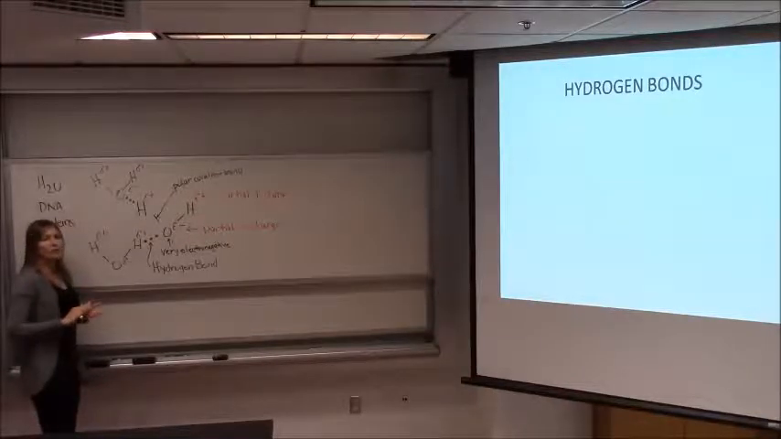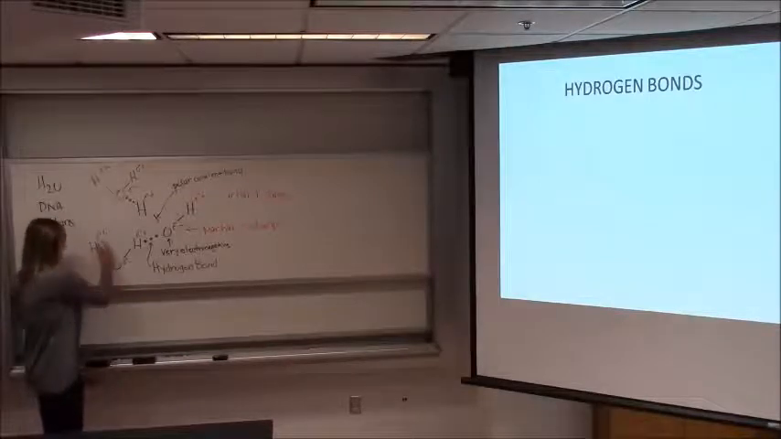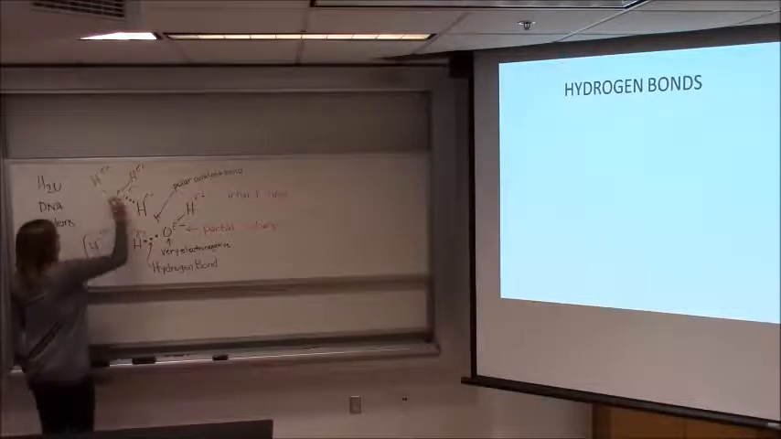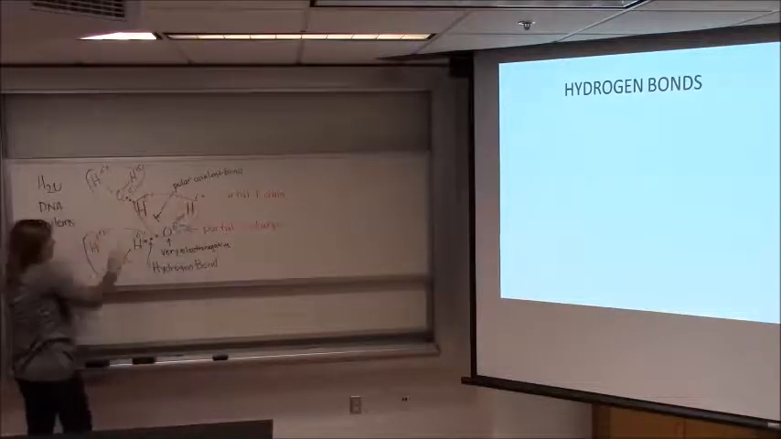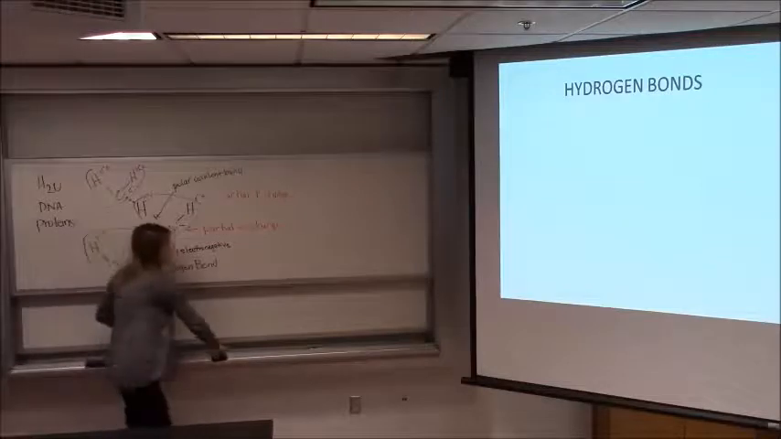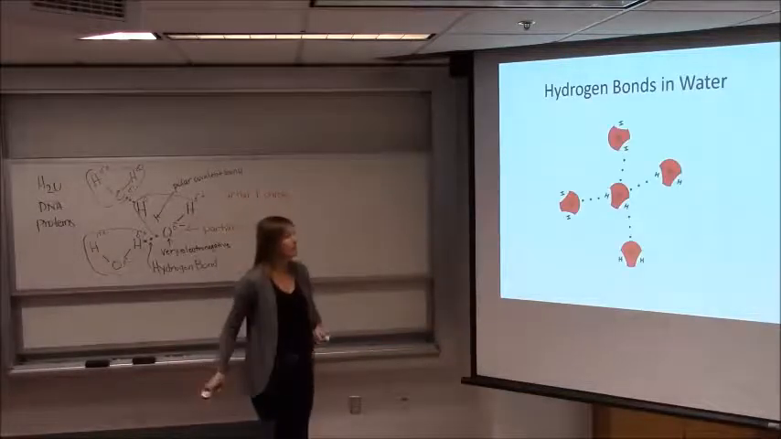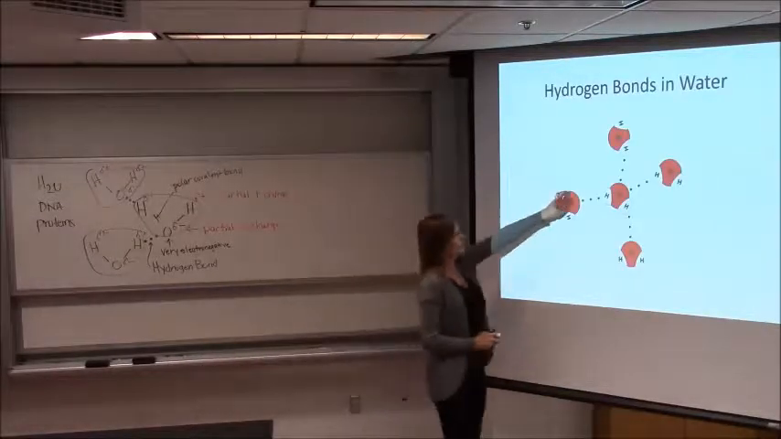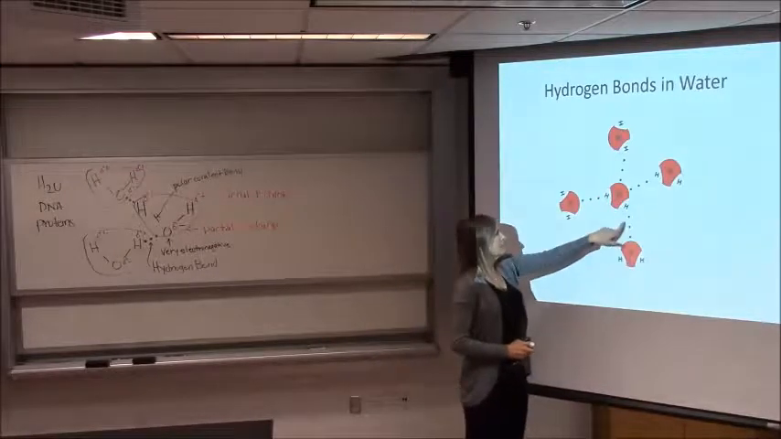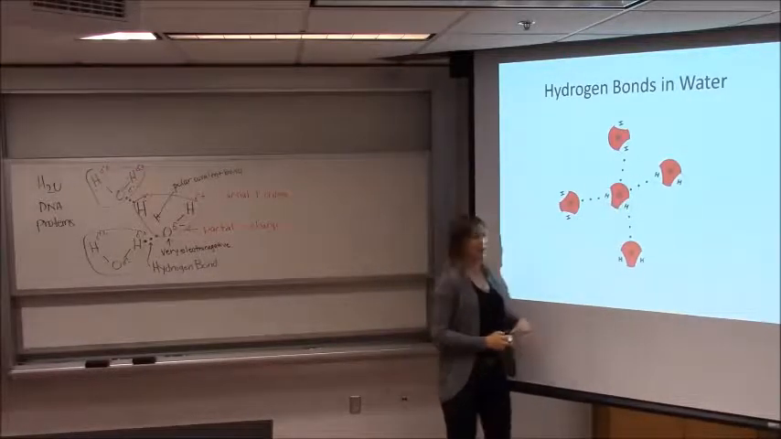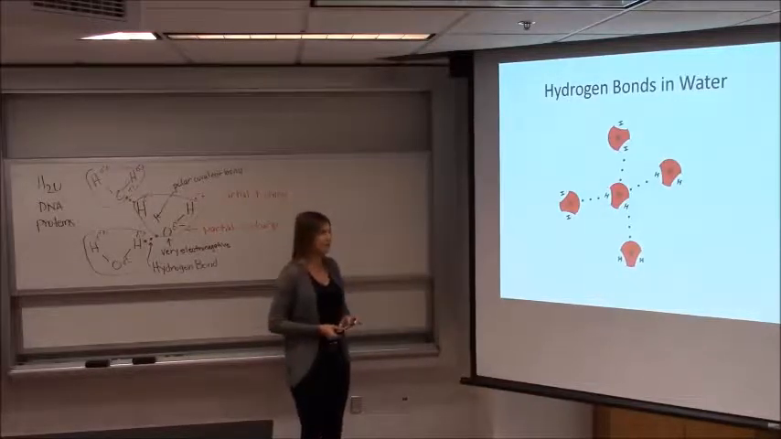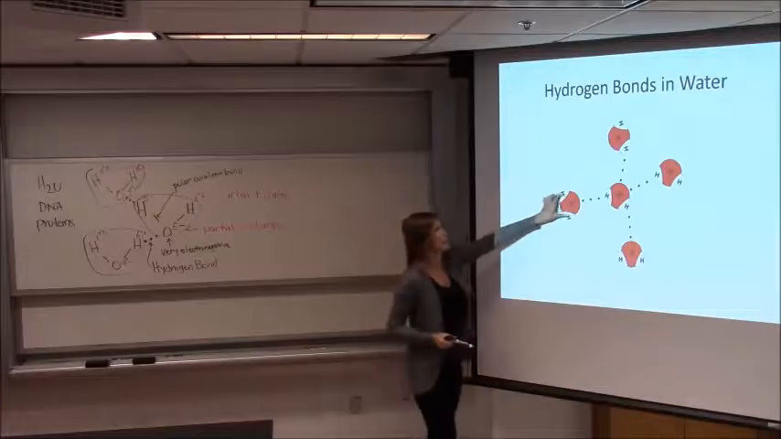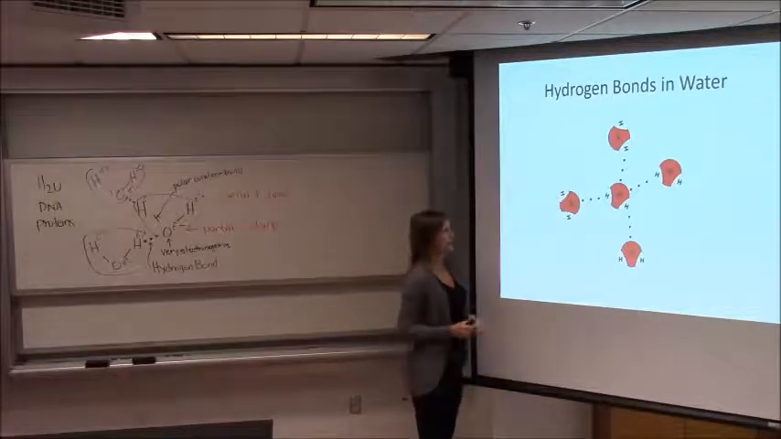Hydrogen bonds do not hold oxygen and hydrogen together to make a water. So this is a water molecule, this is one, and this is one. And hydrogen bonds are holding them together. So this is what it would look like. This is a water, a water, a water, a water. And they're being held together. Neighboring water molecules are held together by hydrogen bonds. These are polar covalent bonds holding this together.